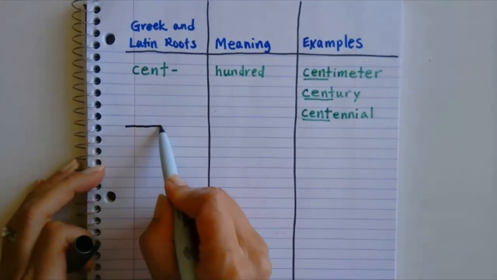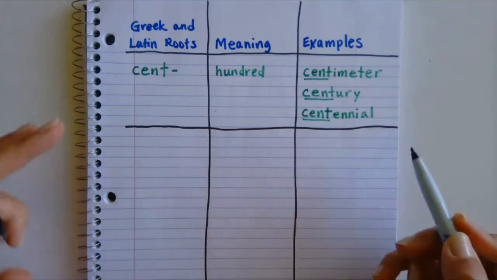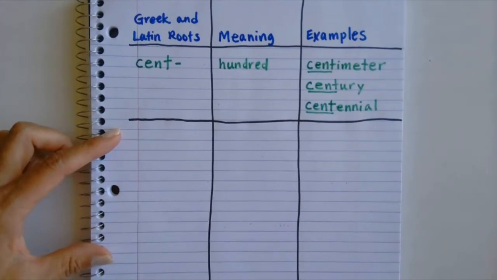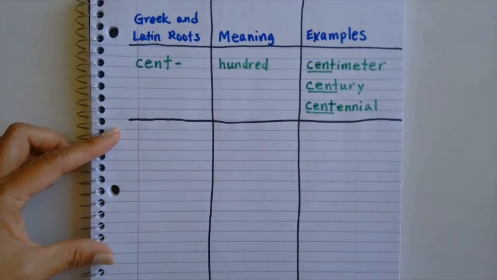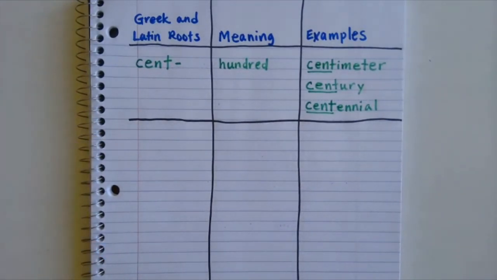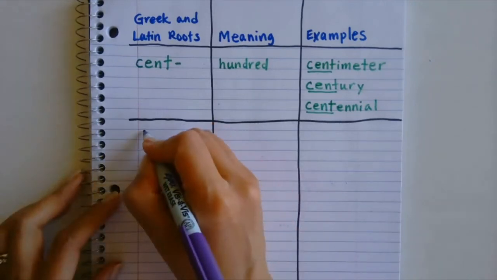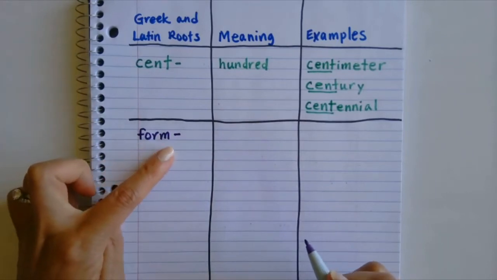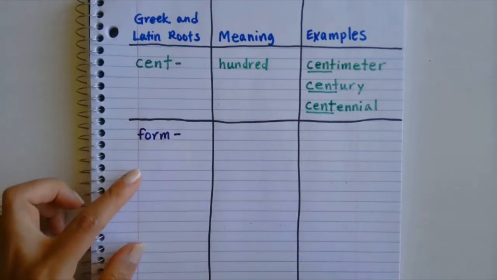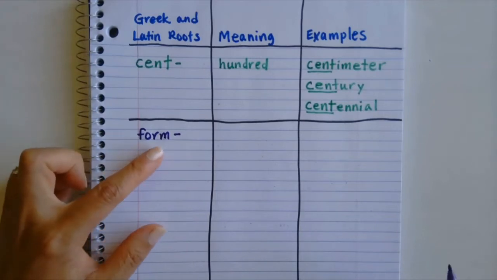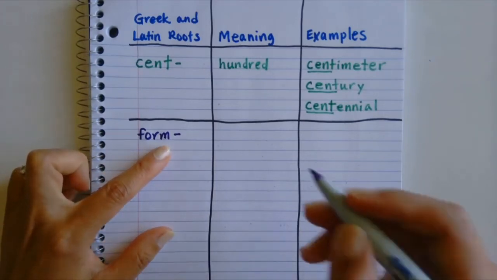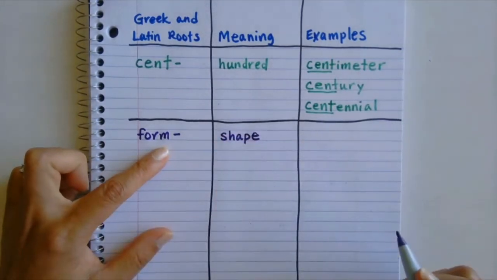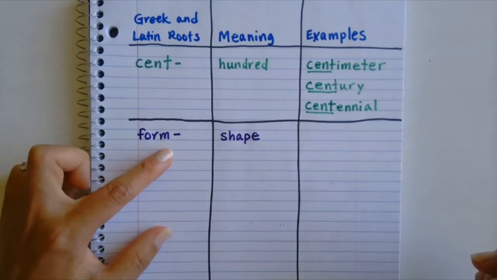Now I'm going to draw another horizontal line this way, so I can add another Greek and Latin root on this page. My next Greek and Latin root that I like to add here is the root form, F-O-R-M, form. Well, the meaning of this root is shape. Can you think of some words that have form in it?